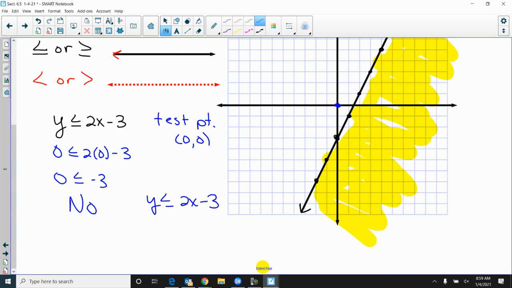Okay. Give me 1 point. Morgan, give me 1 point in that shaded region. One ordered pair. 4, negative 3. 1, 2, 3, 4. 1, 2, 3. 4, negative 3. All right.